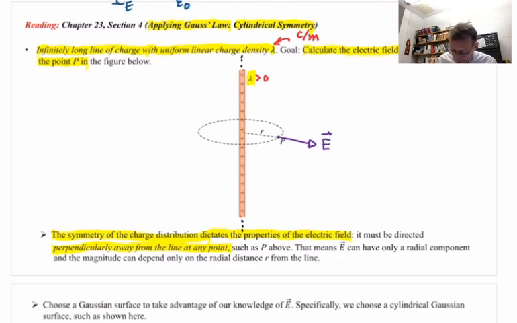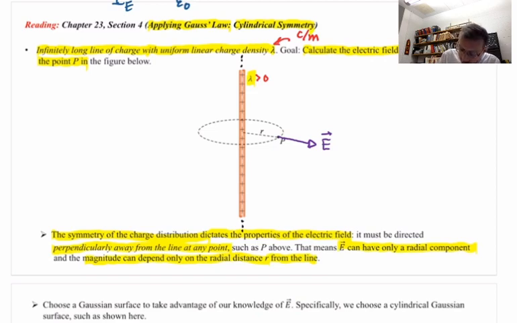And so, if you want to be fancy, we say the electric field has what's called a radial component, meaning it only points radially away from the line. And the magnitude of that field can depend only on that radial distance you see there, little r, from the line. That's just based on the symmetry of that line of charge there.